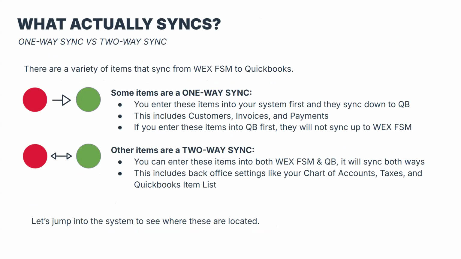Now, what actually syncs? And we are going to dive deeper into this when we get into the software, but a main thing that you should know about QuickBooks syncing is there are two types of sync. There's one-way sync items and two-way sync items. One-way sync means that you will enter those items into WEX FSM first, and those will sync down to QuickBooks. This includes things like customers, invoices, and payments. And if you enter those into QuickBooks first, it will not sync up to WEX FSM.